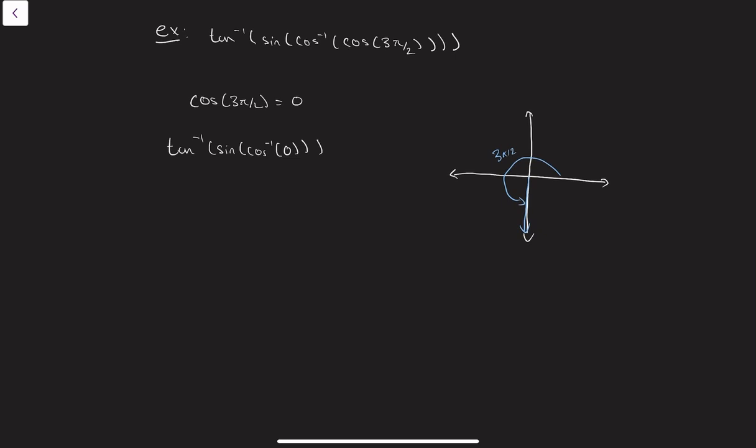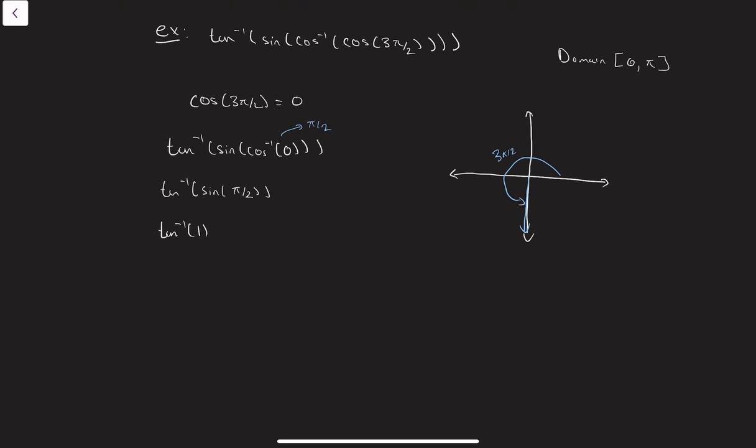So cos inverse of 0, we know that the domain of cos is between 0 and pi, and the only place where we get 0 in this domain is at pi over 2. So we'll get tan inverse of sine at pi over 2. Well, what is sine at pi over 2? We know that sine at pi over 2 is equivalent to 1. So then we have tan inverse of 1.